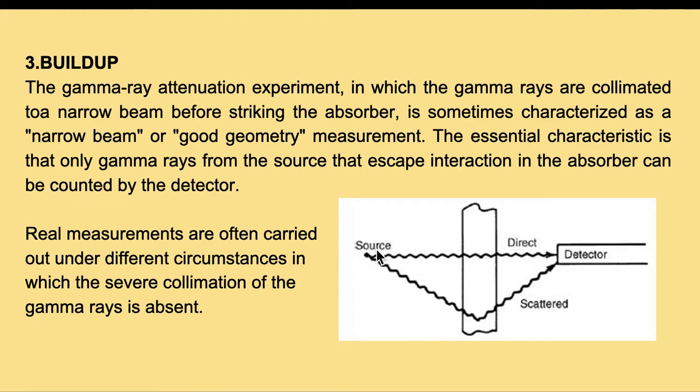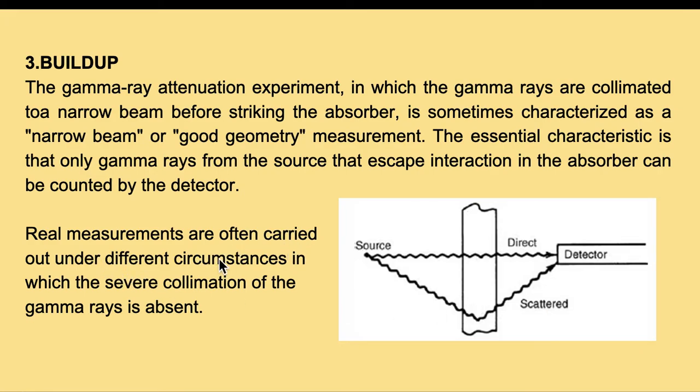That means here you can see from a source, these are the direct rays you are getting, and some are not coming directly through the absorber, but are scattered from somewhere and also coming to the detector. So actually now the detector is measuring the direct as well as scattered. So your detector has the technique to count the direct as well as the scattered one. Scattered one means it is the escape interaction, that you can call that term.